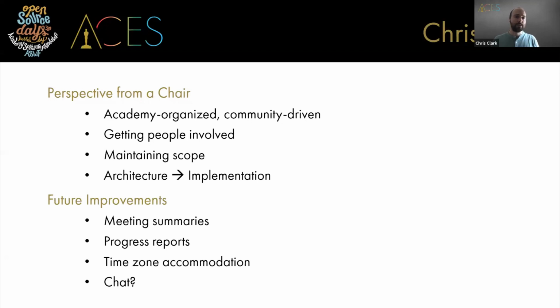Another one is time zone accommodation because, like I mentioned, this is an international global project. And so we have tons of amazing people joining from all over the world. And in order to accommodate that, the gamut mapping group has been doing alternating times. So some mornings, some evenings.